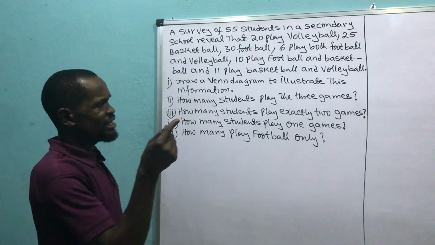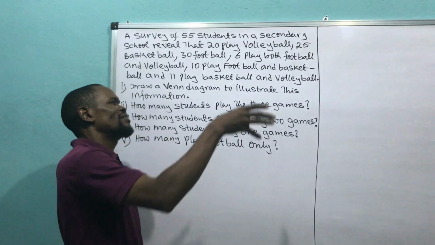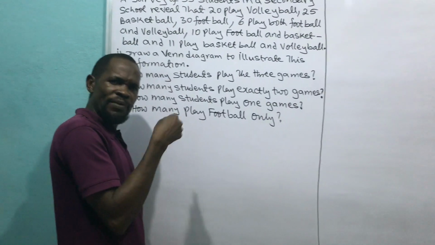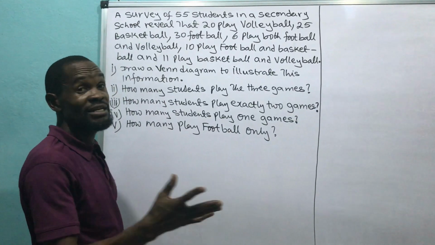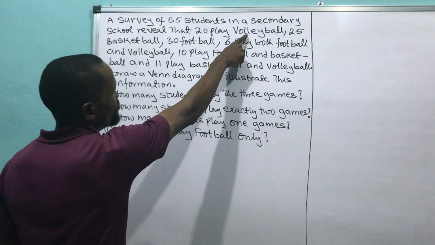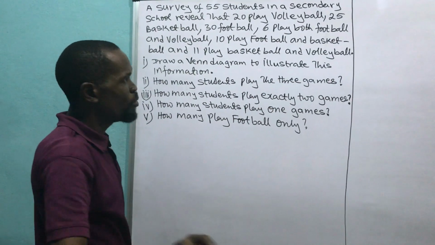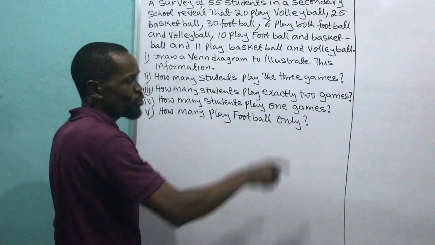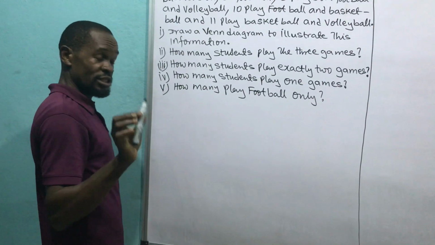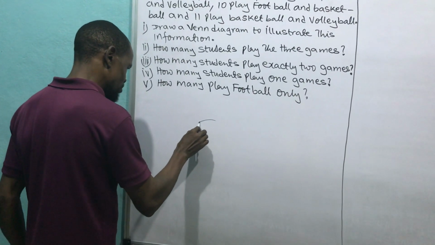Now is when we are going to apply what we have learned. We learned all about 3 sets in the other video, and now we apply it. Look at what the question is talking about: volleyball, basketball, and football. Because there are 3 of them, there are 3 sets. So I'm going to draw the 3 sets.